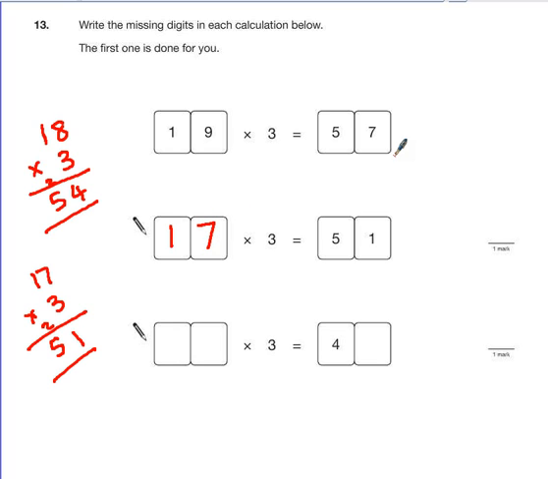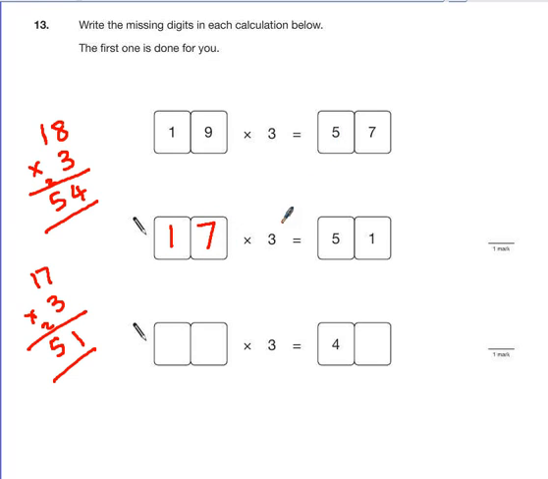One thing we could also have done, however, is to think of what number times by 3 ends in a 1. Well, 7 times 3 is 21, that ends in a 1, and it gives us a hint that it should end in a 7.